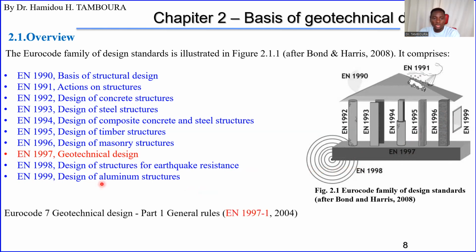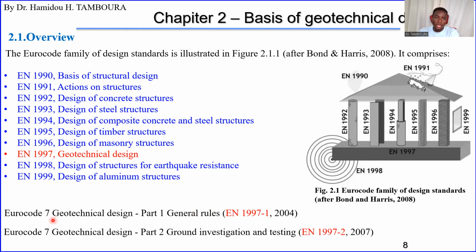This is our concern. So for this one, Eurocode 7, geotechnical design, it has two parts. Part 1 is just about general rules, EN 1997-1, because this is part 1, published in 2004. And Eurocode 7 geotechnical design part 2 is about ground investigation and testing, EN 1997-2. So this is the second part. That one was published in 2007.